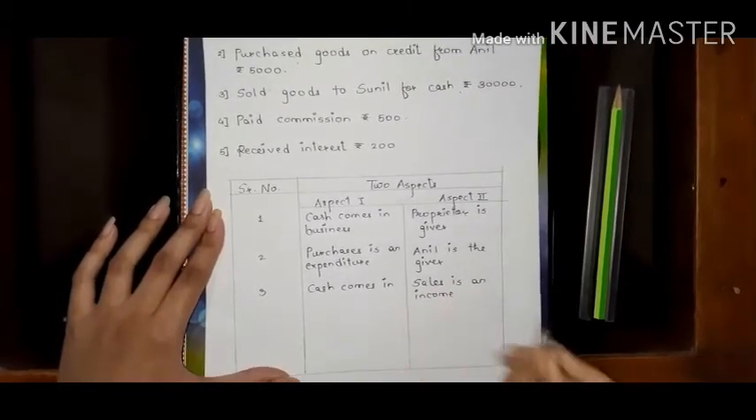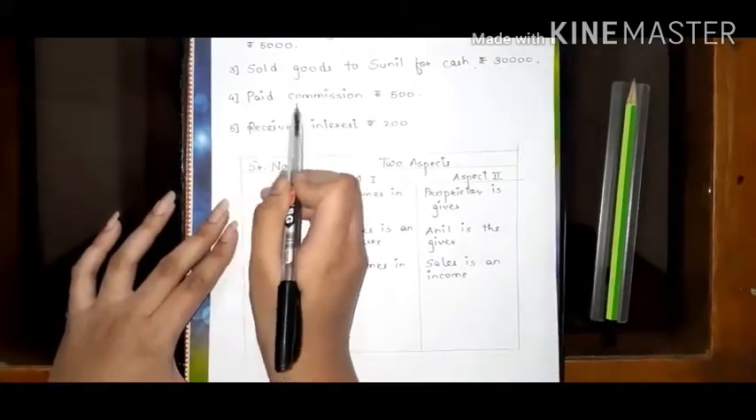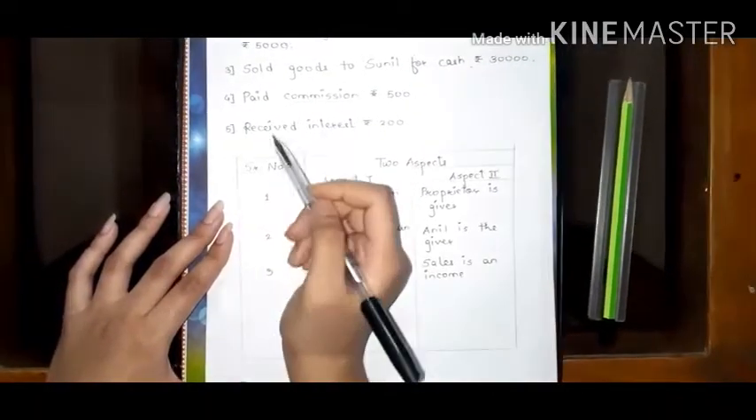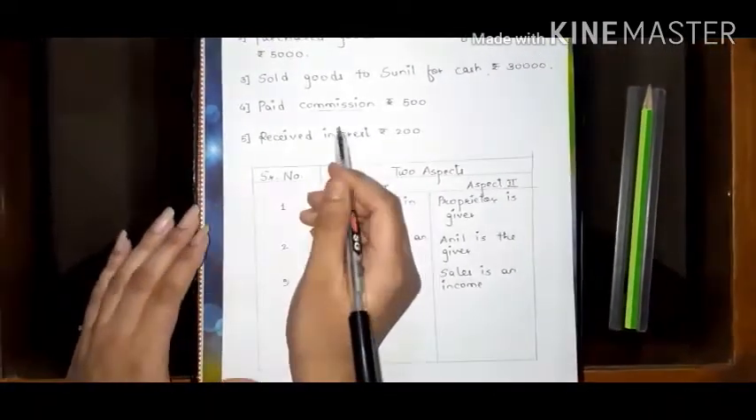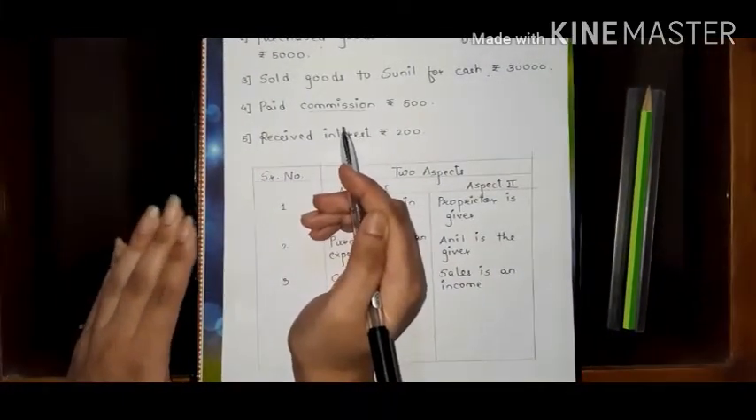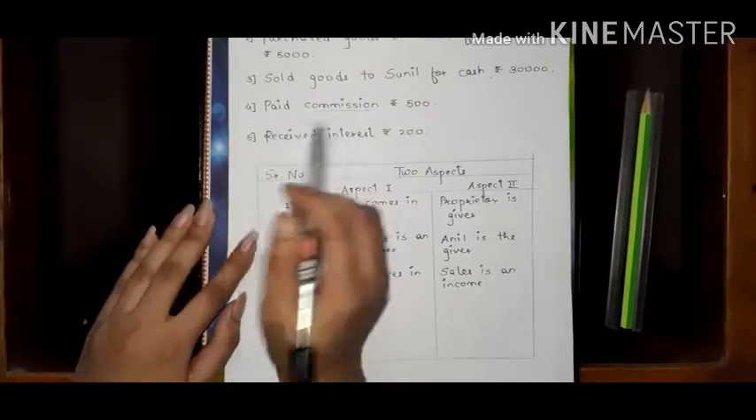Okay. Now let's take the fourth transaction. Paid commission rupees 500. Now you must have got what is commission. Commission is that part of profit given by one company to another company for selling goods on behalf of the company.